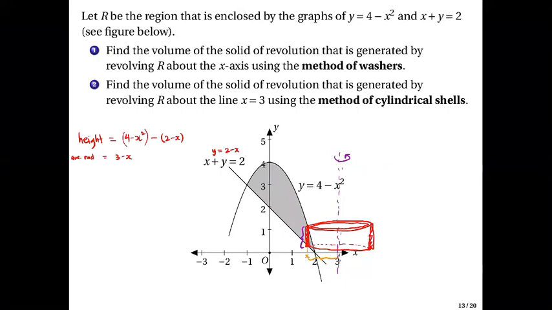Still, the interval is from -1 up to +2. Therefore, the volume will be the integral from -1 up to +2. Then you have your 2 pi times the radius, which is 3 minus x, times the height, 4 minus x squared minus 2 minus x, in parentheses there. And then you have your dx.